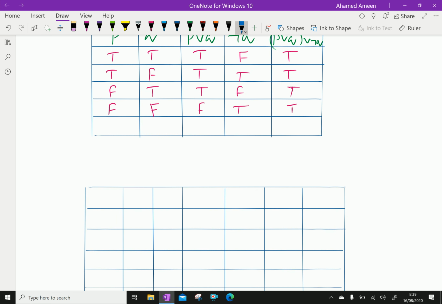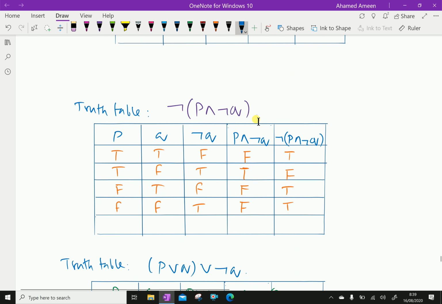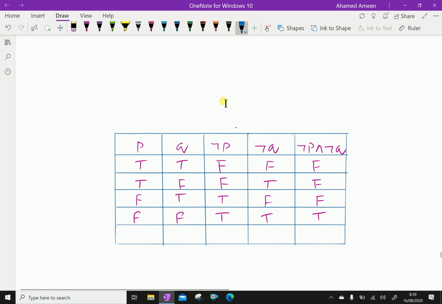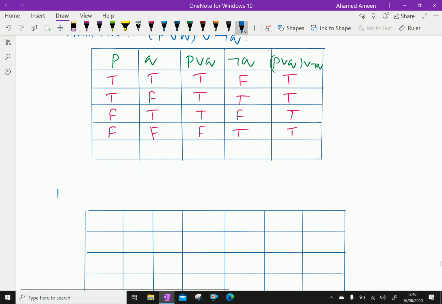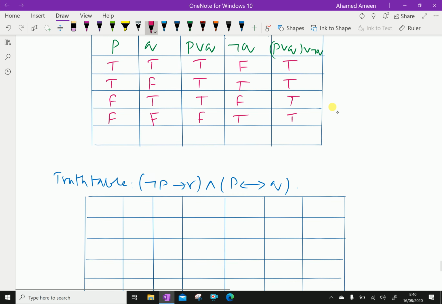Next, we have to find the truth table of negate P implies R, conjunction P and Q. Truth table of negate P implies R, conjunction P Q.